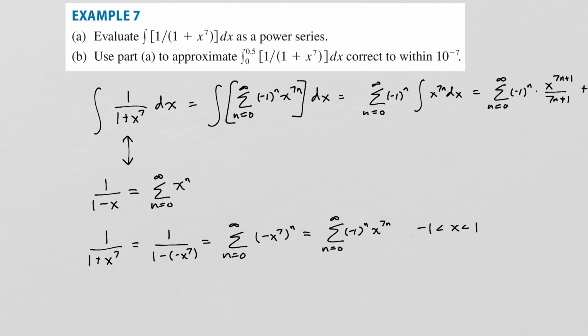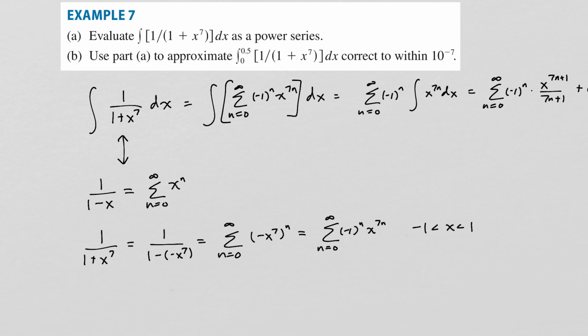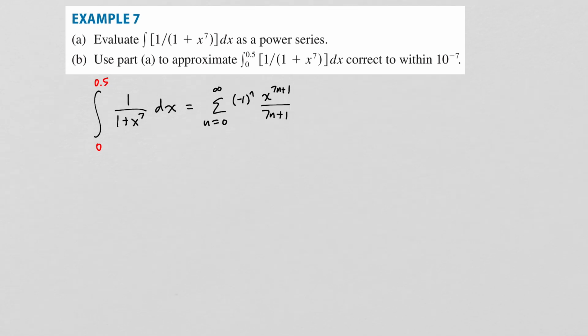Now, in part B, it says use part A to approximate the definite integral from 0 to 0.5 of the same function. So if I bring in limits now, 0 and 0.5, we know the antiderivative of this is the same. So let's go ahead and bring that over. And we can drop the plus c because we now have a definite integral. And so now we just need to evaluate this at the limits.